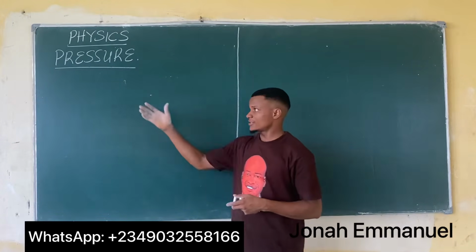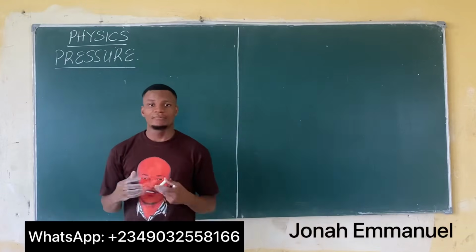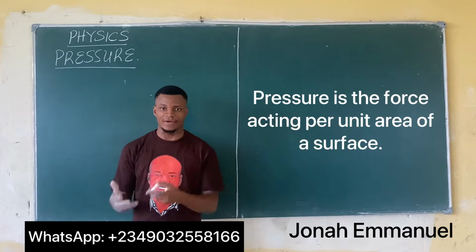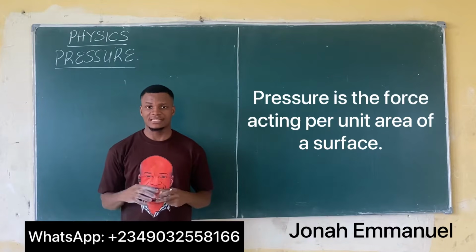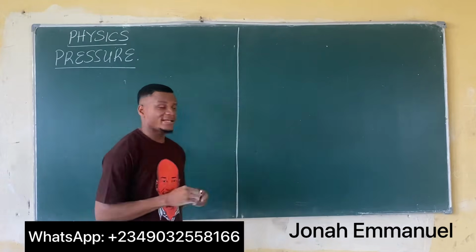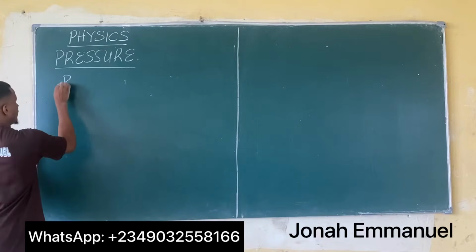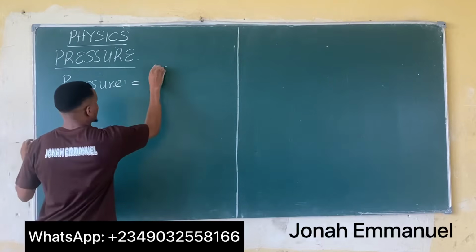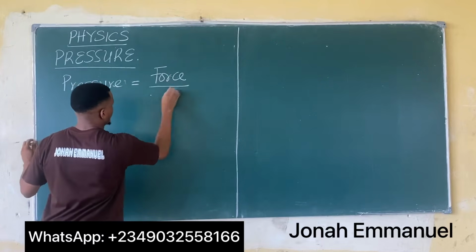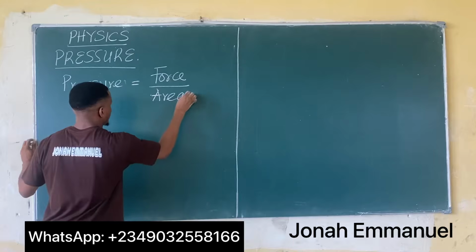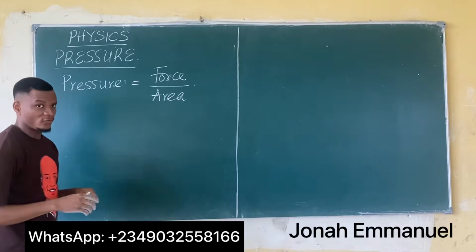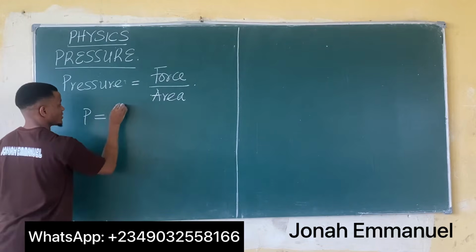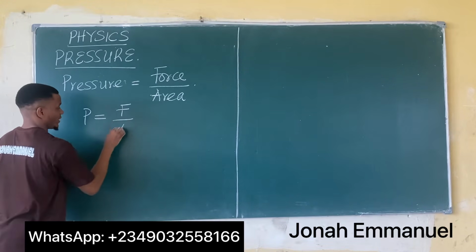Now, for pressure, by definition, pressure can be defined as the force acting per unit area of a surface. That's how we define pressure. Mathematically, pressure is equal to force all over area. So this is a mathematical expression of what pressure is. So you can say pressure P is equal to force F all over area, that's A.